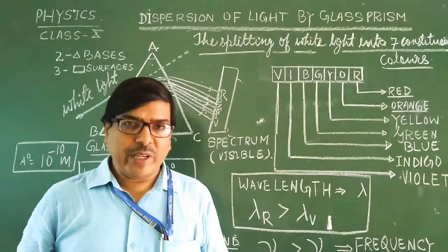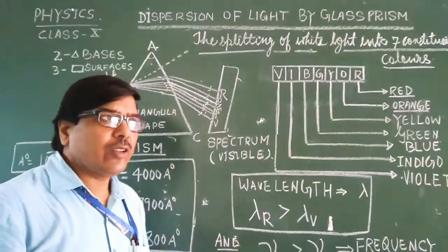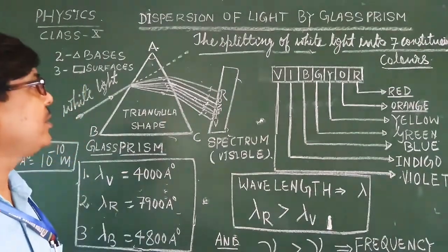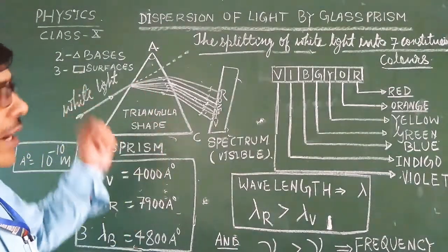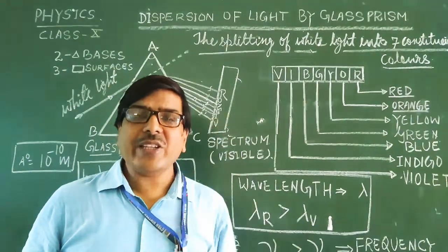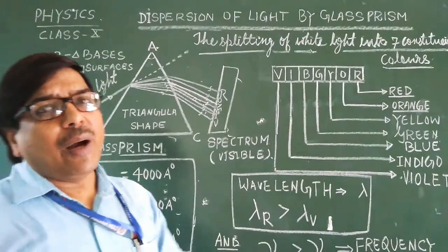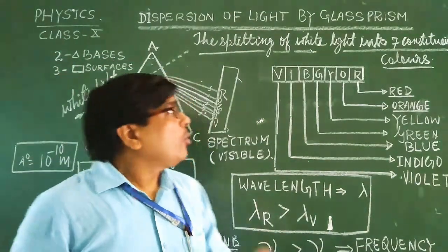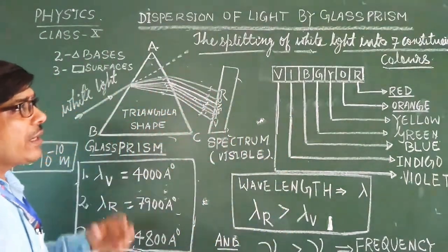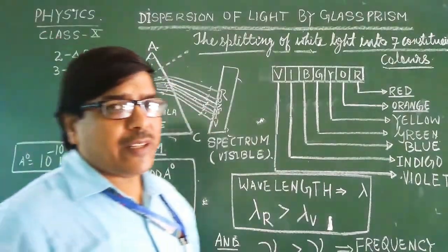Good morning, students. Today I am going to discuss the most important topic of light in physics for class 10: dispersion of light by a glass prism. What do you mean by glass prism? What is dispersion of light?